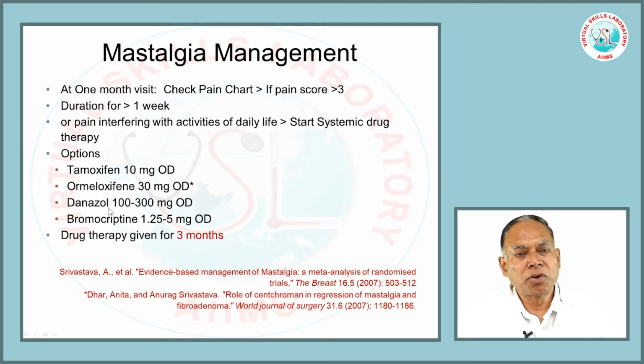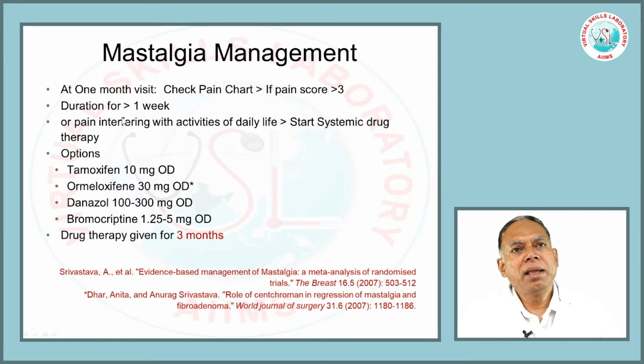Danazol, an anti-gonadotropin drug, in the dosage shown here, has been found to be very helpful in a number of randomized trials and meta-analysis. Bromocriptine was also used with significant pain relief. However, due to significant side effects and the cost, its use has been abandoned.